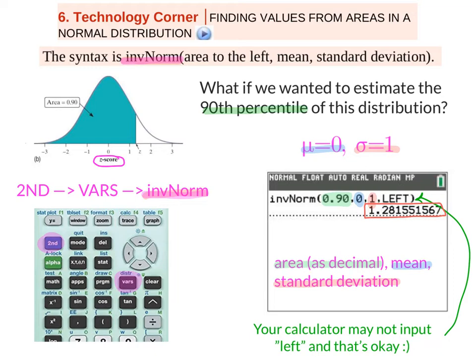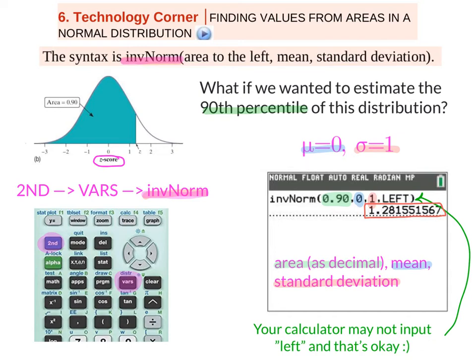So just like with that normal CDF command, I'm going to show you 2 different ways to do this on your calculator. One with the standardized normal distribution, that's with the z-scores, and then second I'll show you without the z-scores, so not standardized. So here's what you do. Second, vars, just like normal CDF, but you're going to page down a little bit further on that list and go for inverse norm. So that's invNorm.